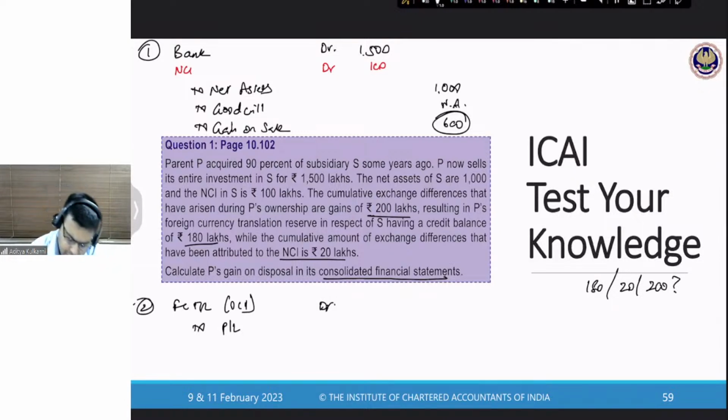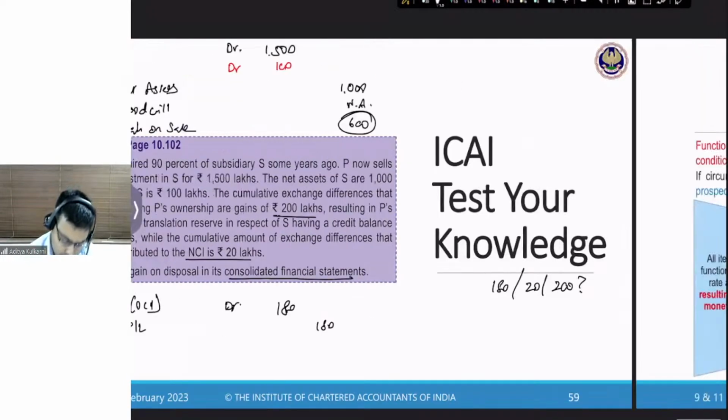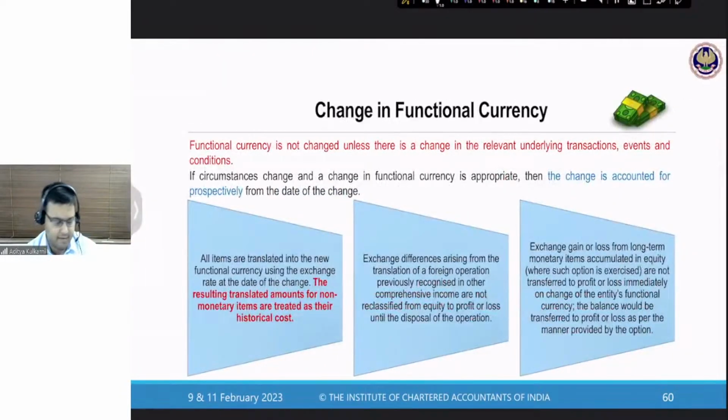All of you have given the right answer. It should be 180. Those of you who are thinking it should be 200, it cannot be 200 because 20 is included in NCI and NCI is already eliminated. So only the parent's share in FCTR is what is going to be eliminated. That concludes our discussion on elimination also.